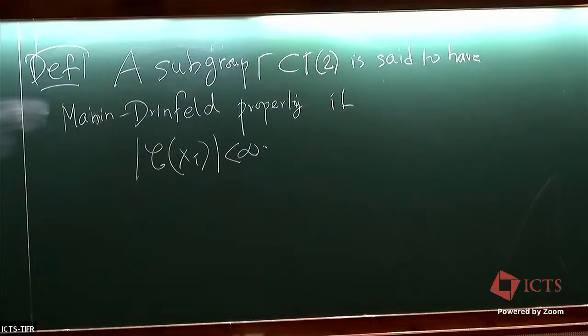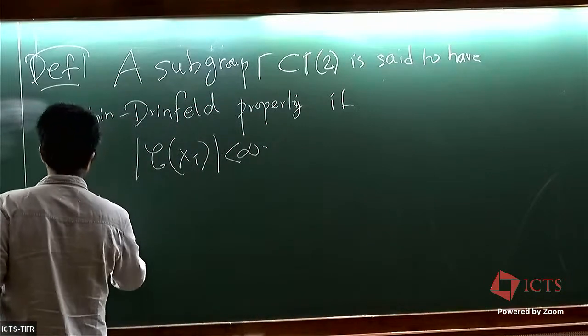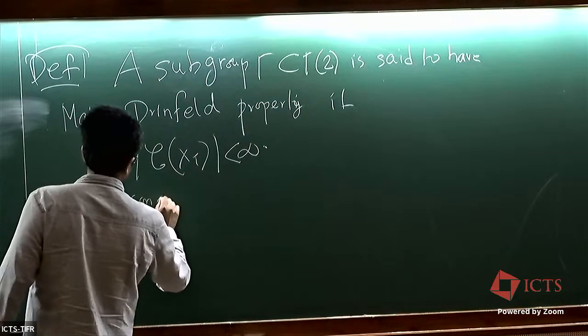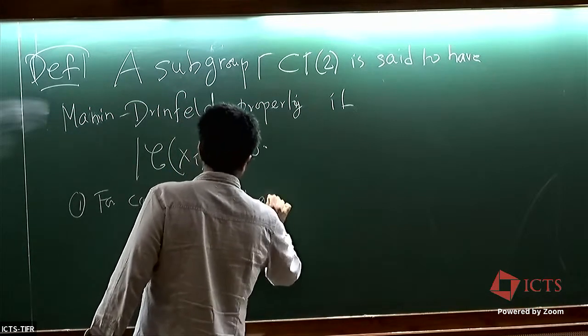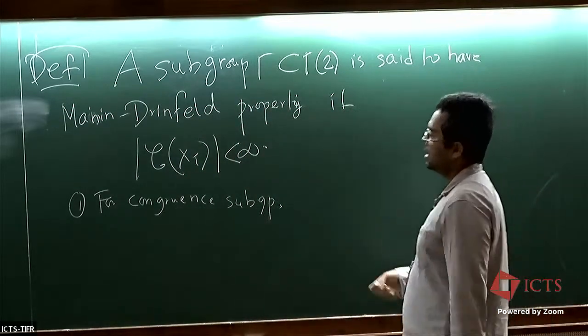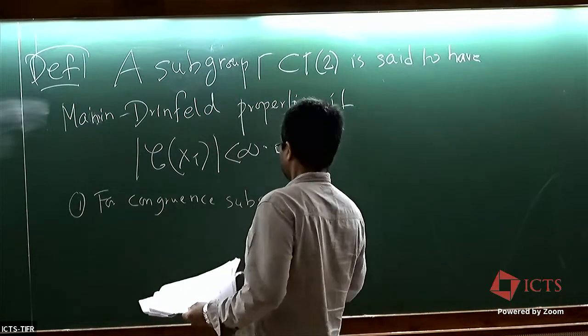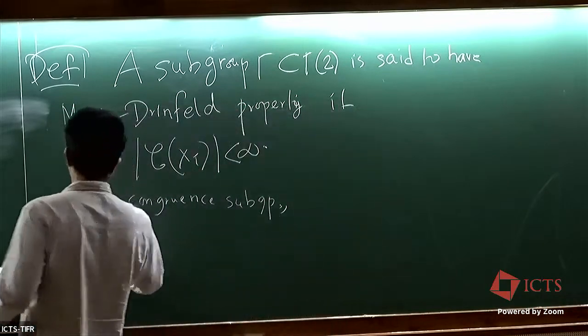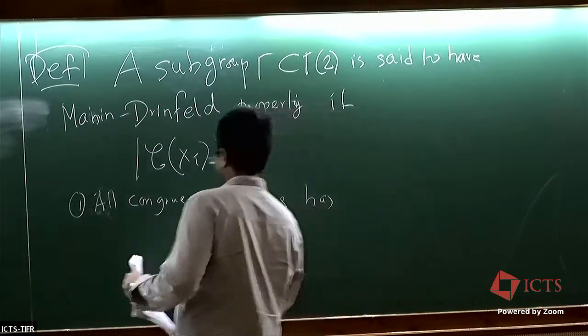Okay, so of course, why it is called the Manin-Drinfeld property, because for congruence subgroups, we do not realize this when we are working, but for congruence subgroups, we have remarkable operators, Hecke operators. And these Hecke operators are there, and using this, all congruence subgroups have the Manin-Drinfeld property.